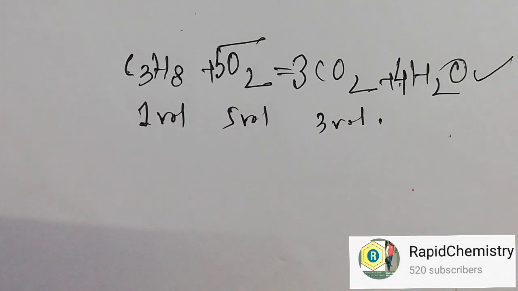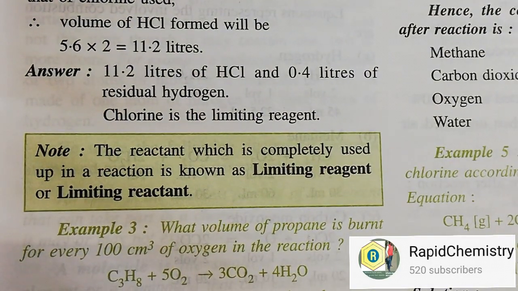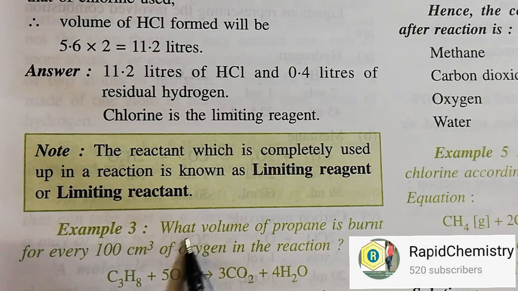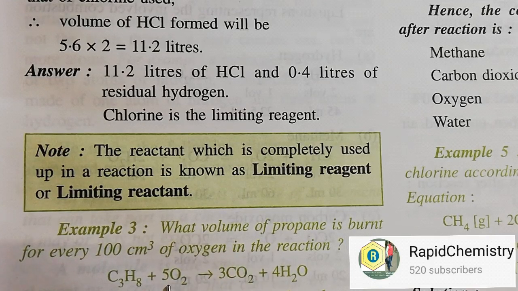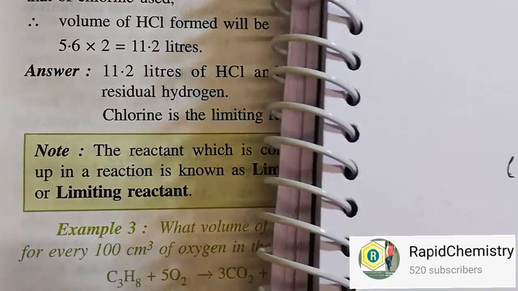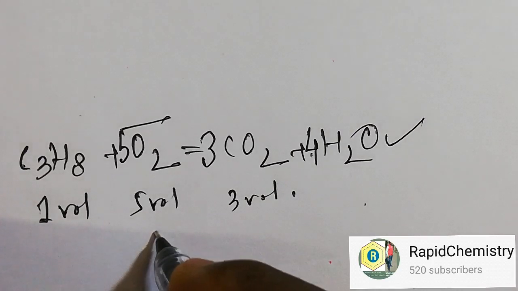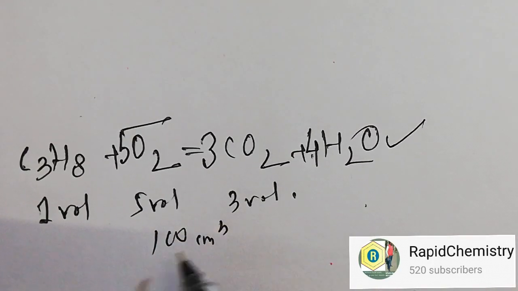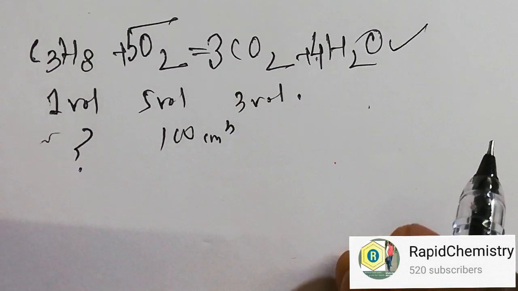Now let's see the question as it is there, and that's how the reaction came as I have shown here. So what volume of propane is burned for every 100 cm³ of oxygen? If oxygen is 100, what volume of propane is burned? That means if it is 100 cm³, what would be the volume of propane? So we have the ratio, and we can write the ratio.